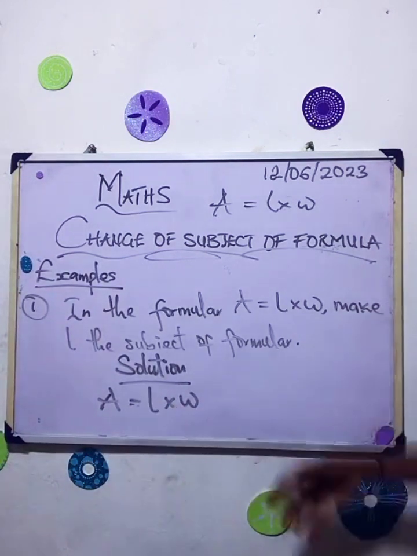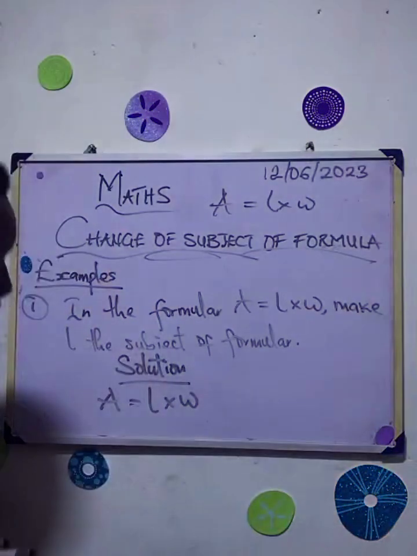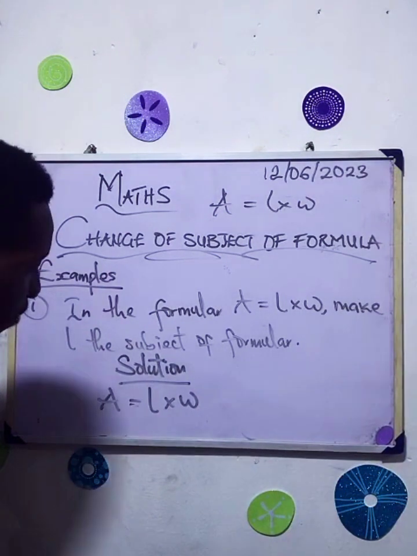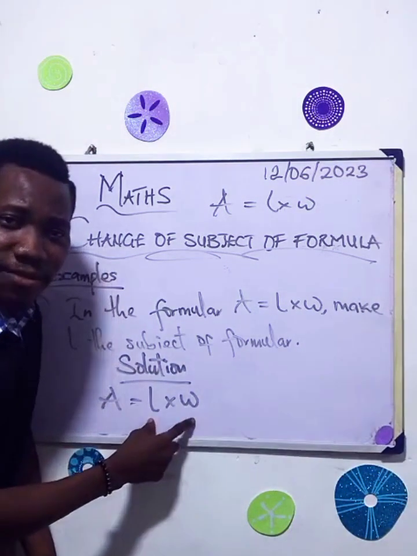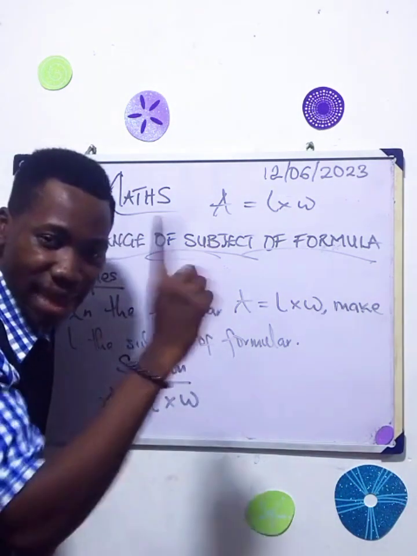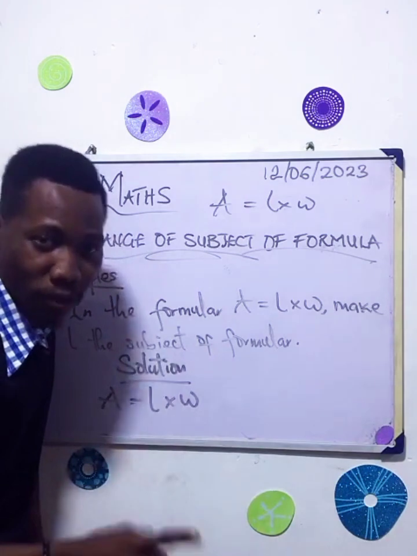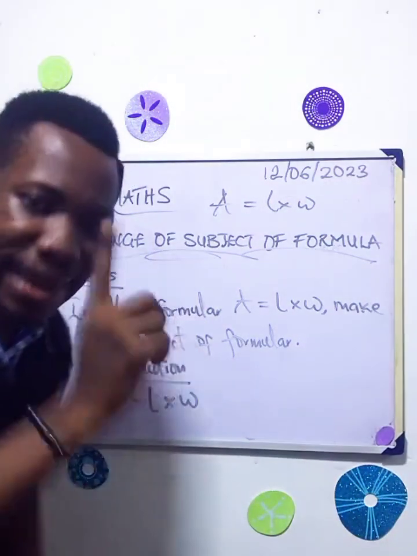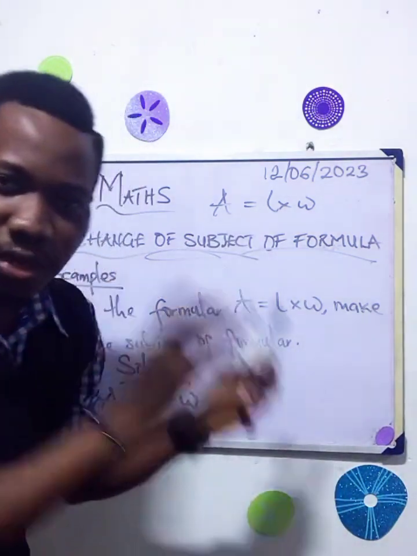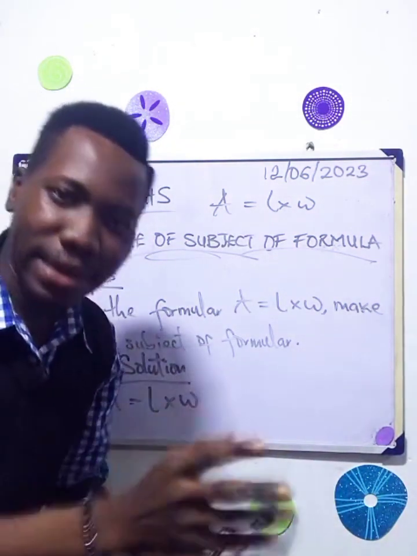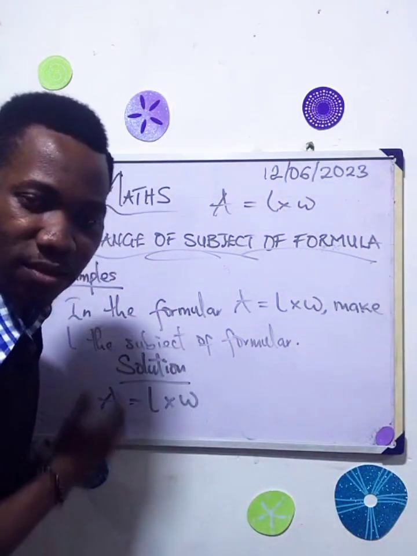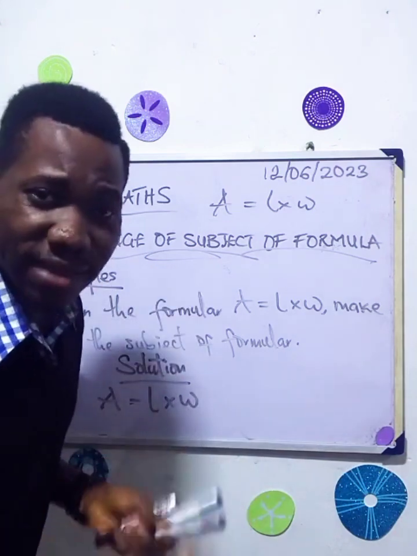So we've written out our question. The next thing we want to ask ourselves now is how do we make L the subject of the formula? Making anything the subject of the formula, the main goal or the target is to make that thing alone on one side of the equation, either the left or the right, but usually the left side. The left side is most preferable. But it can be on both sides, the same thing.